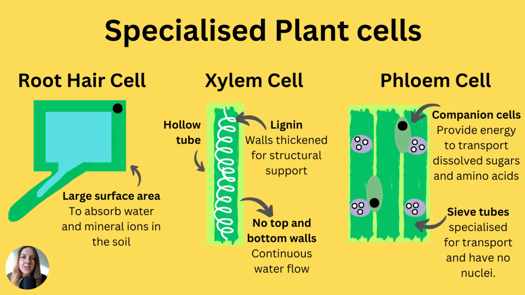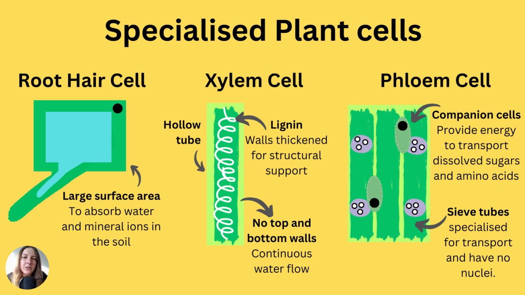Xylem are really important in plants because they are found in the stem. They are essentially like hollow tubes that have a structural material called lignin within them. And this helps to thicken the xylem walls to essentially allow water and mineral ions to actually pass through in a one directional flow from the roots all the way to the top parts of a plant.